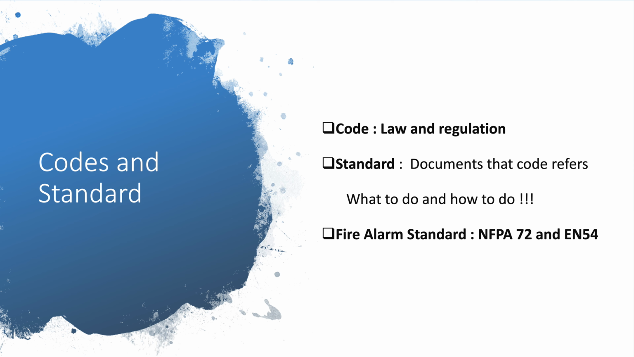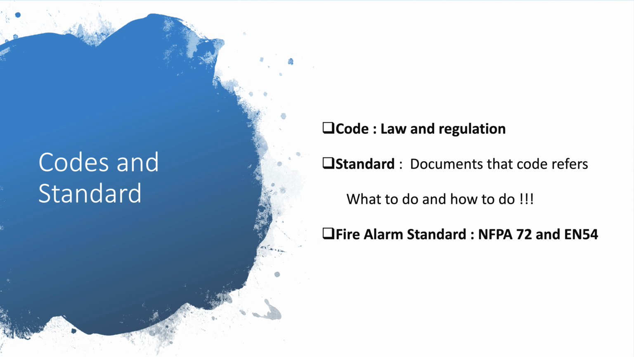Before we go further, we should first understand the terms code and standard, which are basic words you hear whenever you design anything. For example, IBC, International Building Code, and IFC, International Fire Code, and NFPA 13, the standard for the installation of sprinkler systems, and NFPA 20 for fire pumps. So what is a code? A code is a law, regulation, or requirement for construction and fire safety, which establishes the requirements.